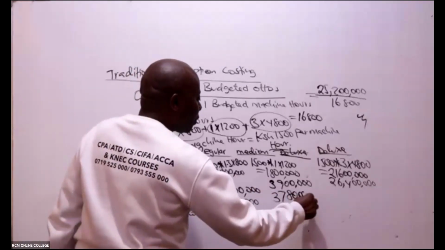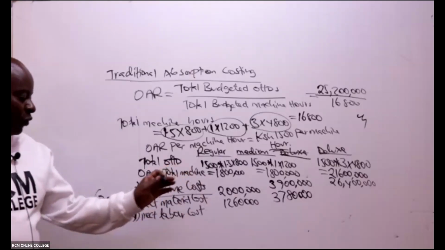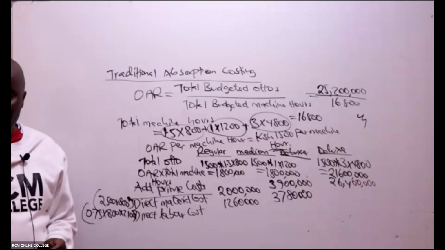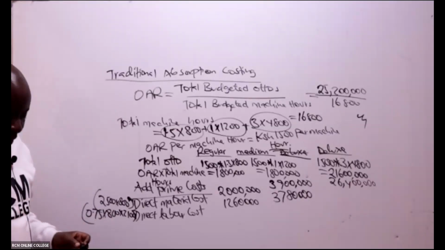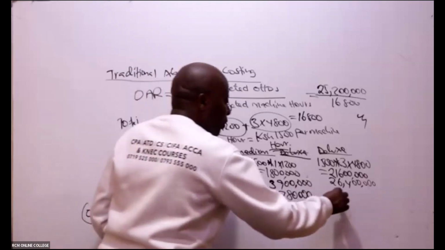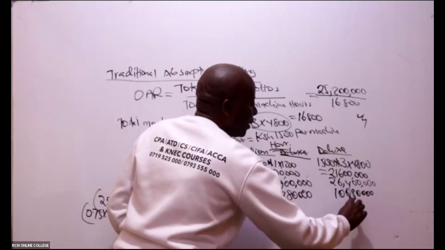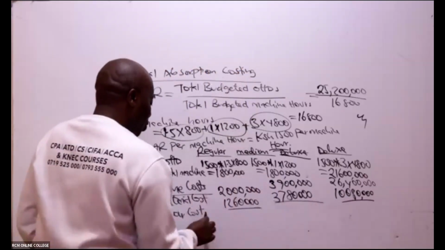How about deluxe? Use the same approach to give me the direct labor cost total, because they want us to give them full cost. So I'm being given a figure of 10,080,000. I believe we don't have any other cost.